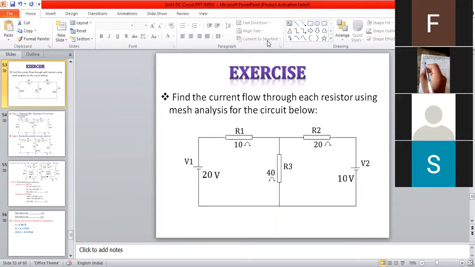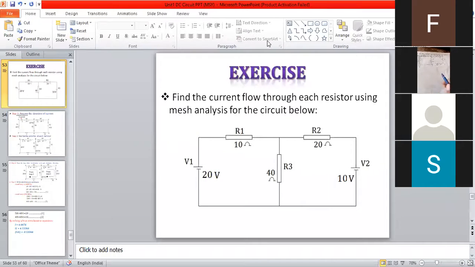Based on this current, we have to do the polarity marking here now. Current is entering here, so this is positive, negative. Current is going downside here, so this is positive, negative. Current is flowing towards like this, positive, negative. Is it correct? So we have marked the polarities according to the second step.